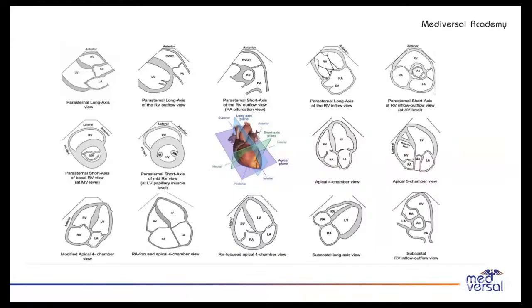These are the different views for the right ventricle. For any beginner starting 2D echo for the right ventricle, we generally proceed from the parasternal long axis view, then go to the short axis view, then the apical 4-chamber view, then the apical 5-chamber view. You have to practice these by sketching so that you can remember them while doing 2D echo.